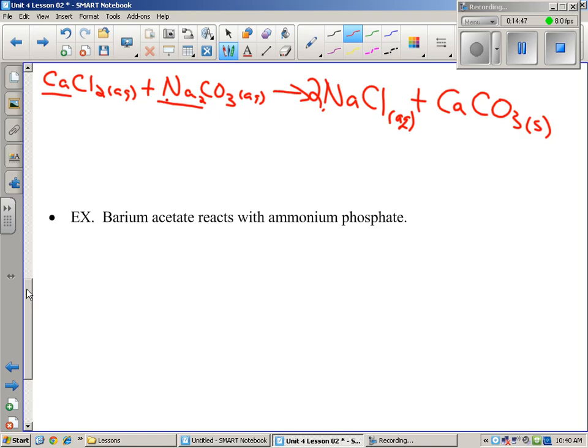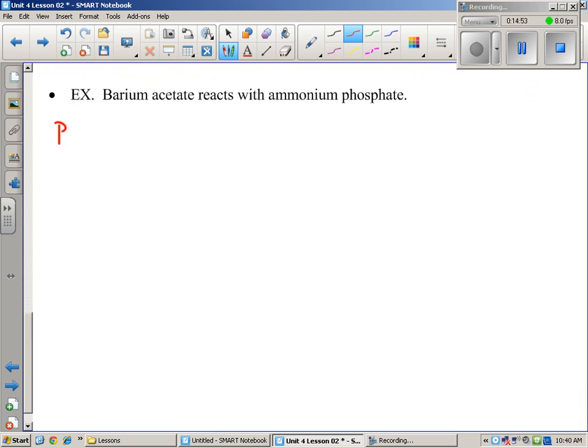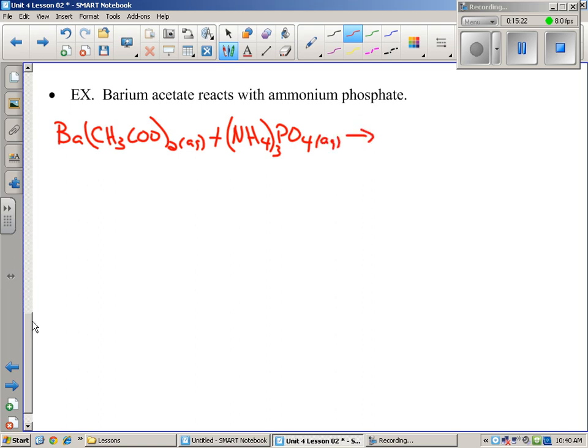Barium acetate. Is that good, the top one? Yeah. Barium acetate, 2 plus 1 minus. Solution reacts with ammonium phosphate. Ammonium is NH4 positive, phosphate PO4 3 minus. Looks like that. Ammonium phosphate. Ammonium's a 1 plus, phosphate's a 3 minus. Gives you, okay, two solutions here.